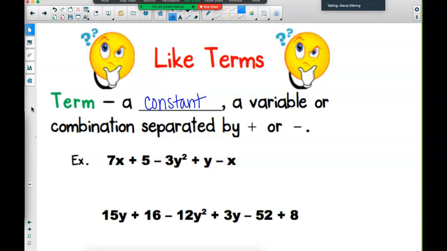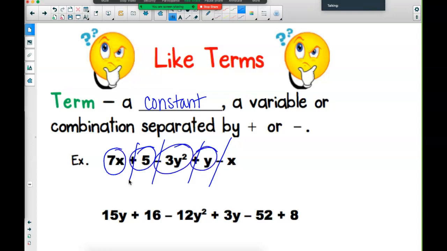Okay, so terms are separated by plus or minus signs. Okay, so if I drew some lines here, the plus or minus sign separates all the terms. So how many are there? There'd be 1, 2, 3, 4, 5 terms. Does that kind of make sense?